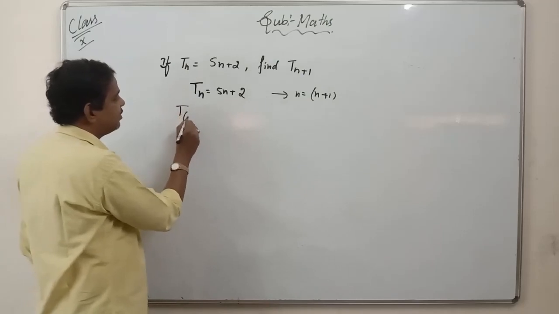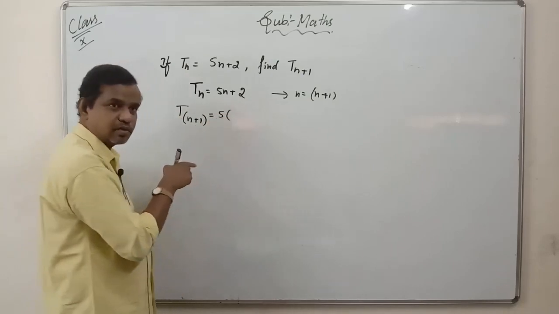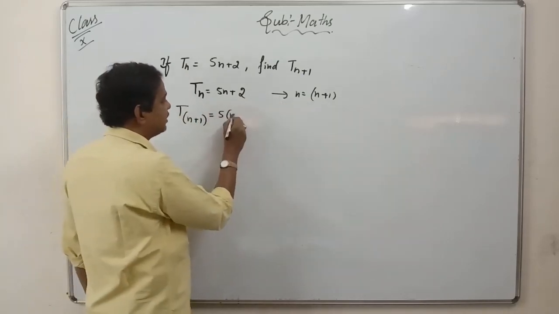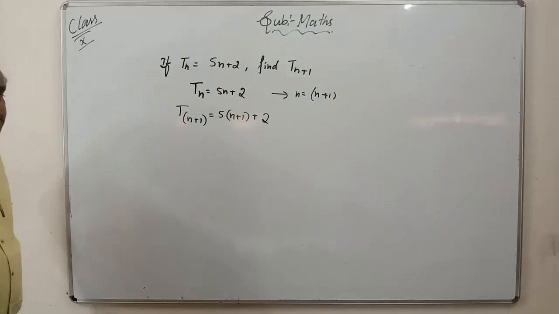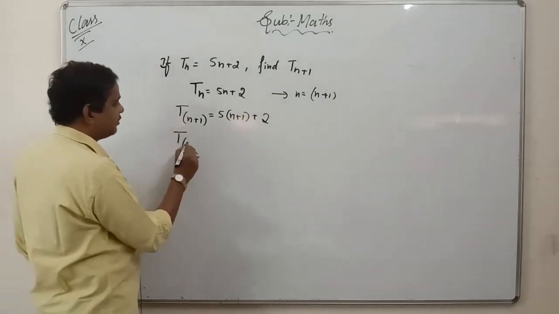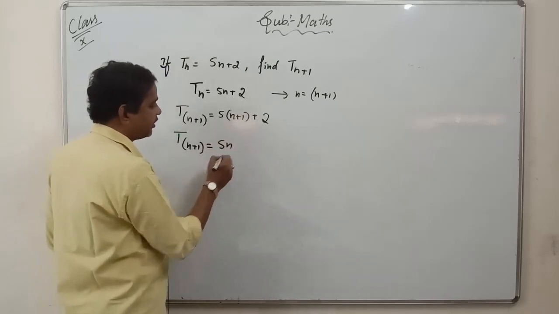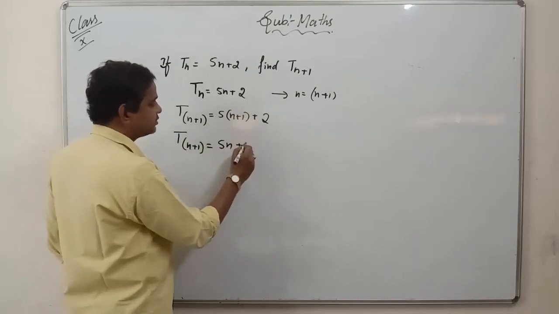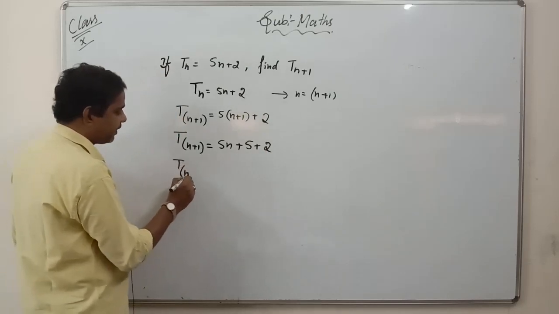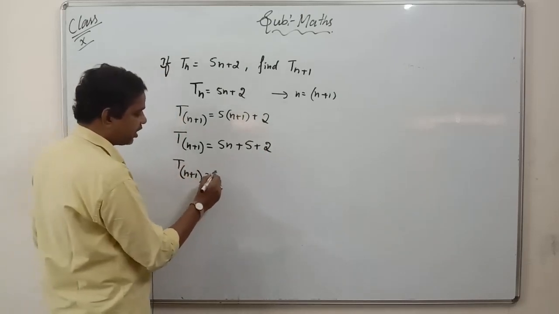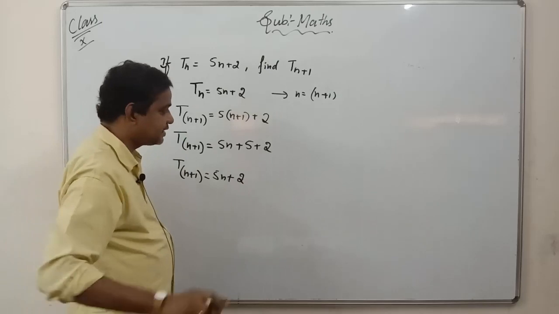So this is T of n plus 1 equals 5 of, I told you what the value of n is, the value of n is n plus 1, plus 2. 5 of n plus 1, plus 2. So T of n plus 1 equals 5 into n, we get 5n, plus 5 into 1, 5, plus 2. 2 remains as it is. So T of n plus 1 equals 5n plus, what is 5 plus 2? 5 plus 2 is 7.